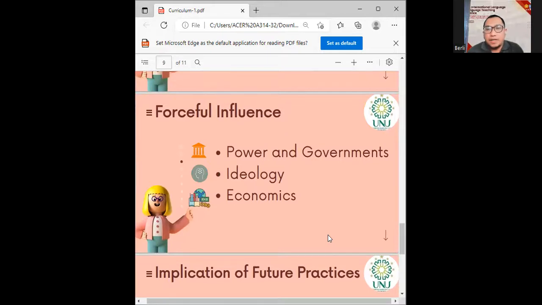Okay, in terms of forceful influence, power. Power and governments have a significant influence in constructing English curriculums in both countries. Maybe the difference is that they have opposite conditions.